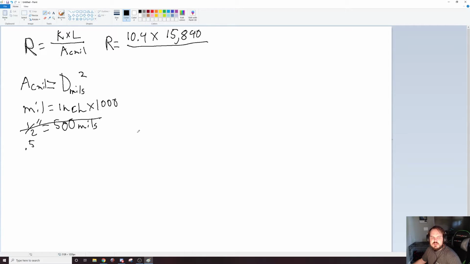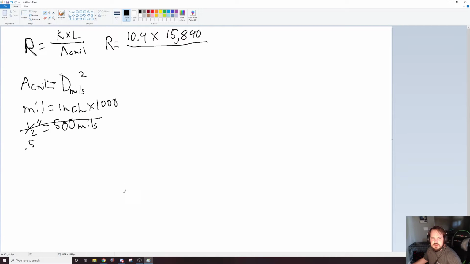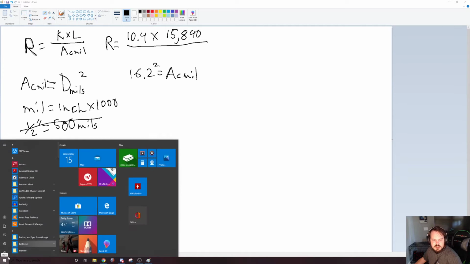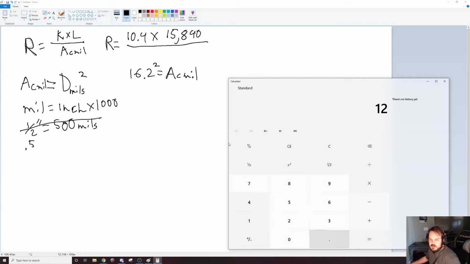So, it was 16.2? 16.2, yes, it is 16.2. So you've got 16.2 squared is equal to our area in circular mils. So let's pull up the calculator. I should make a button on my keyboard for calculator. And there's a square button. 262.44.